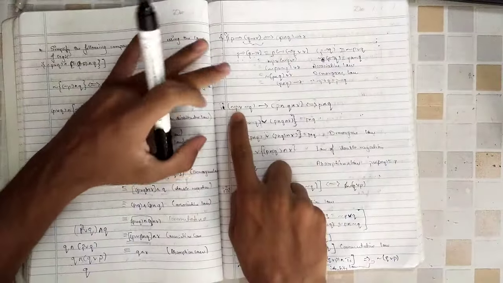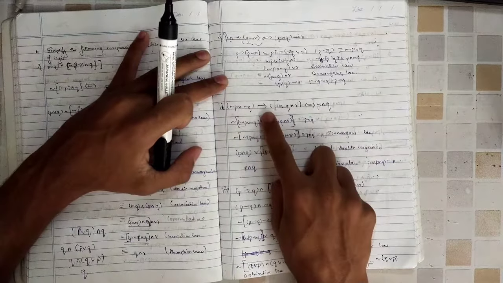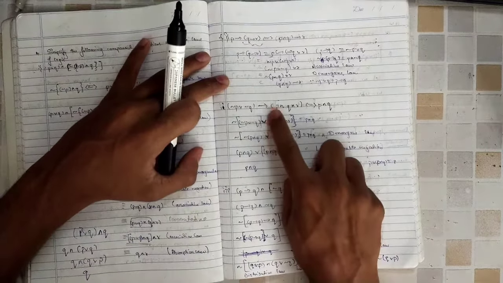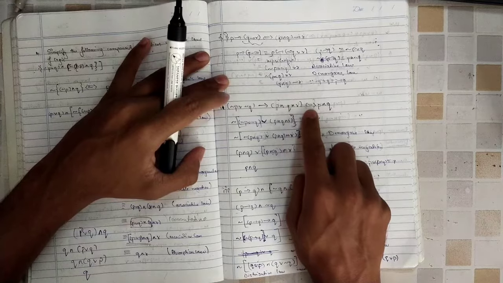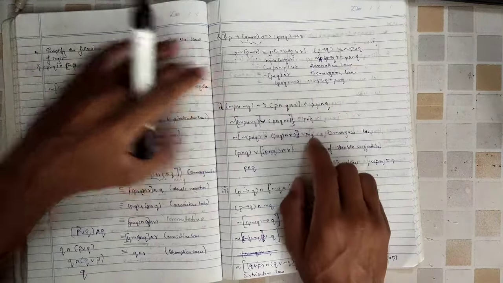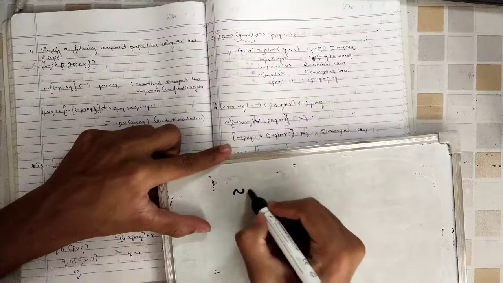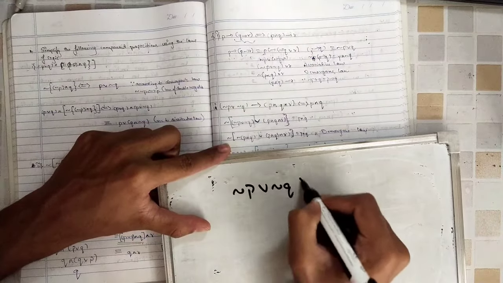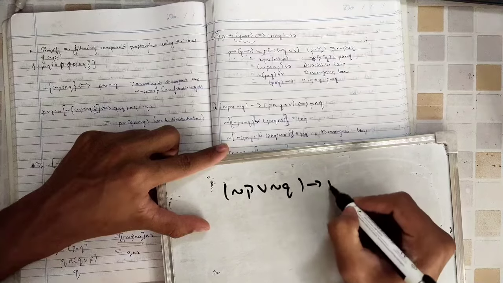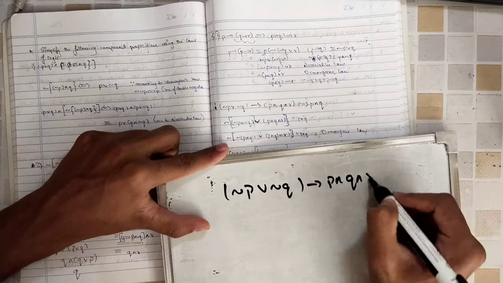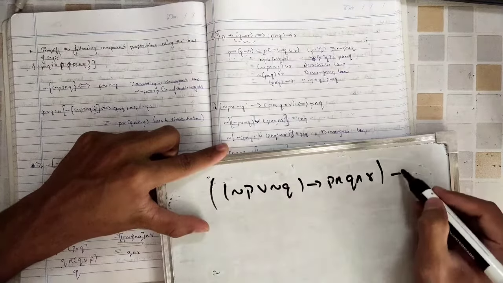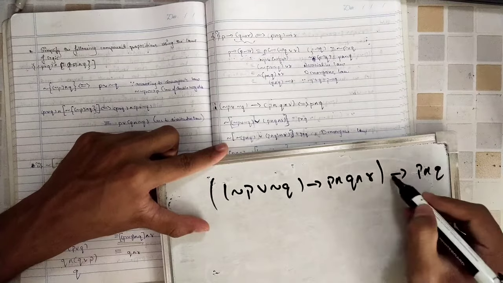Then again, I have another question. Negation P or negation Q, which implies P and Q and R, should be logically equivalent to P and Q. Okay, let us start again. So I have negation P or negation Q, which implies P and Q and R. This whole thing should be logically equivalent to P and Q.